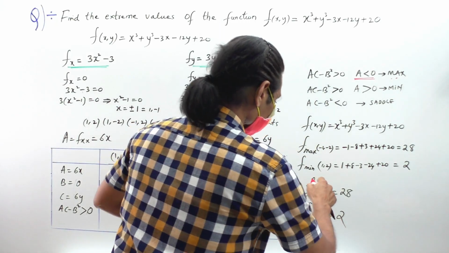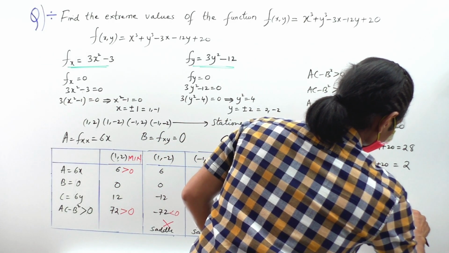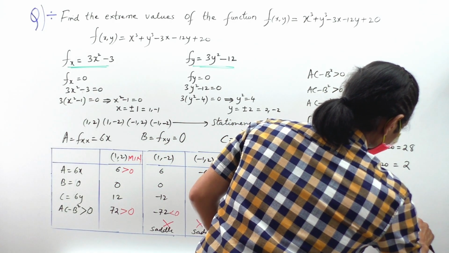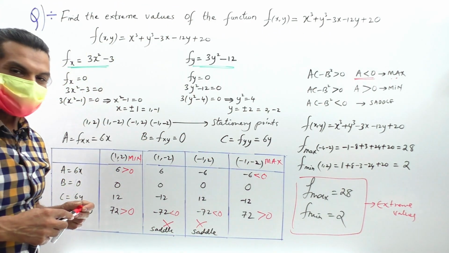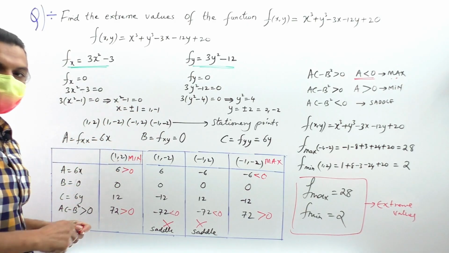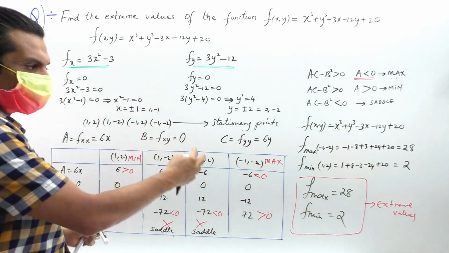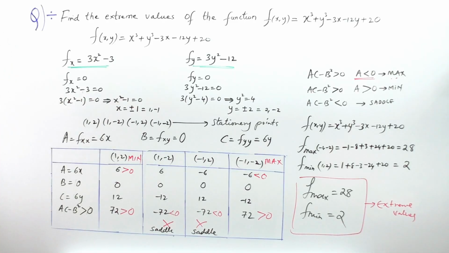That is the final answer. These are the extreme values for the given question. That is it. Very, very simple. I hope you understood the clear cut procedure of how to do it, but you need to practice this to get the answer perfectly correct and get full marks.